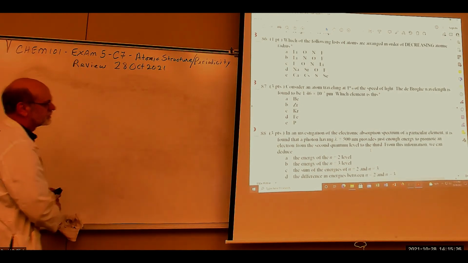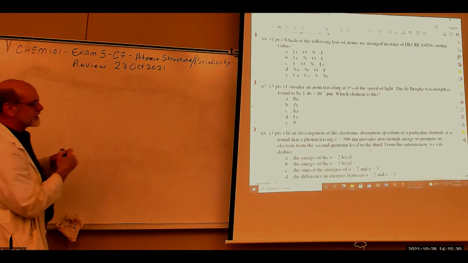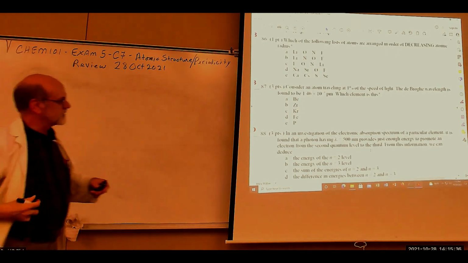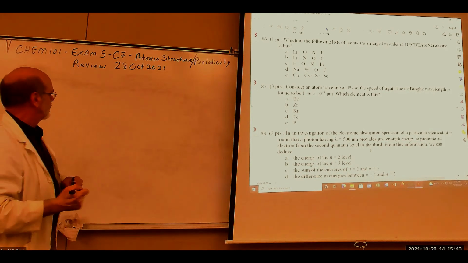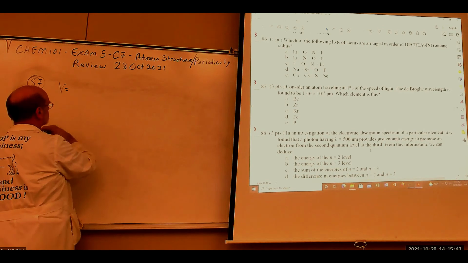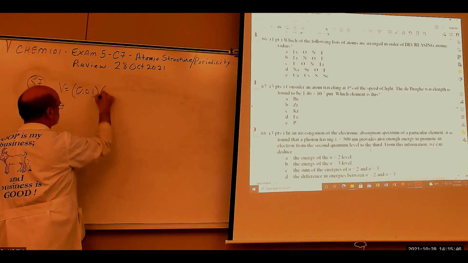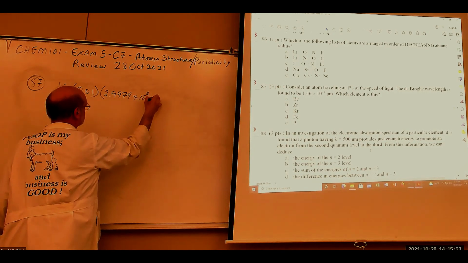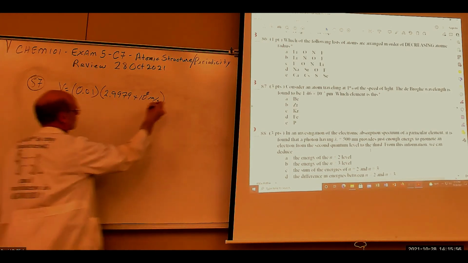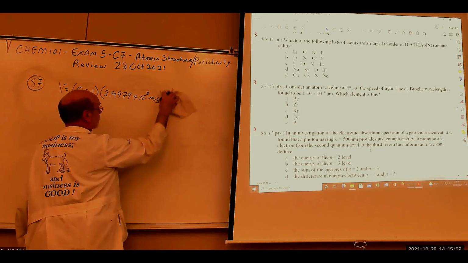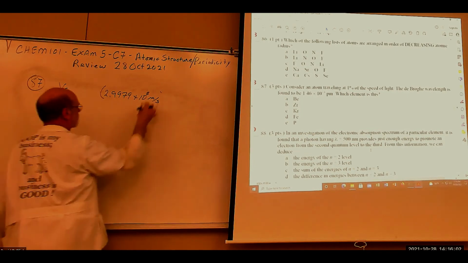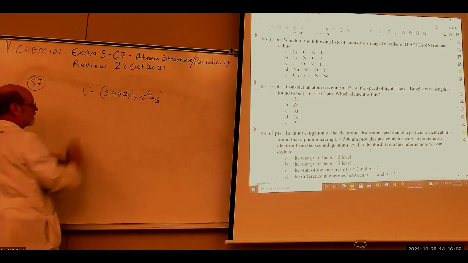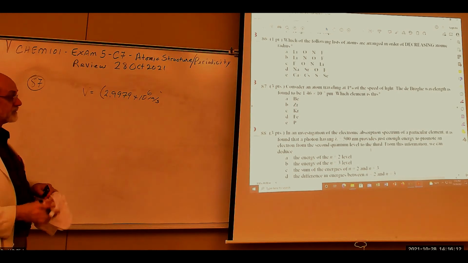Uh, 87, I think. Yeah, 87. This is going to take some calculating. All right. Consider an atom traveling at 1% of the speed of light. So its velocity equals 0.01 times 2.9979 times 10 to the 8 meters per second. Which is really, let me just save myself some writing, 10 to the 6th meters per second. So that's the velocity. 1% of the speed of light.